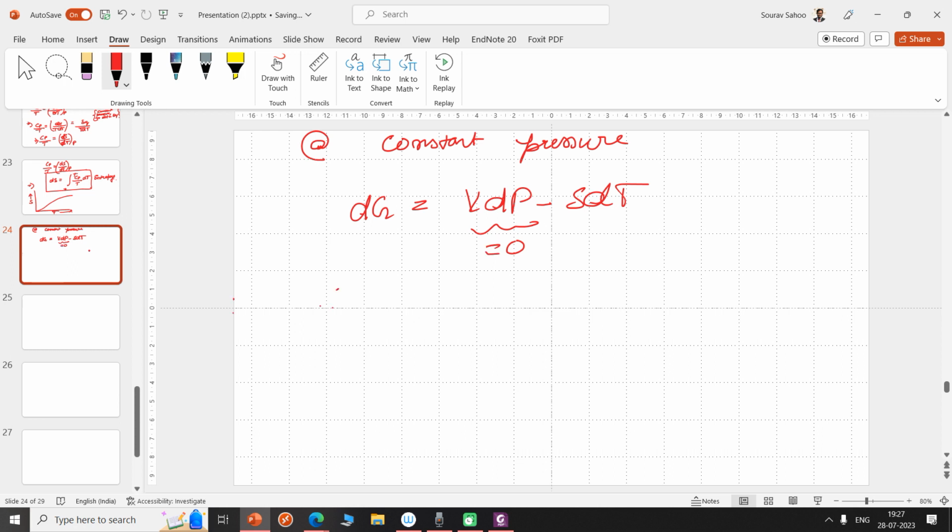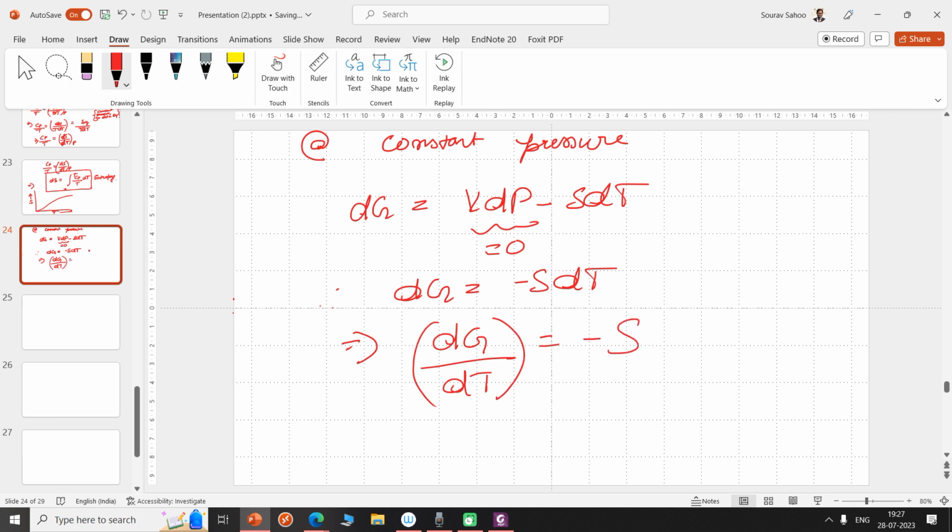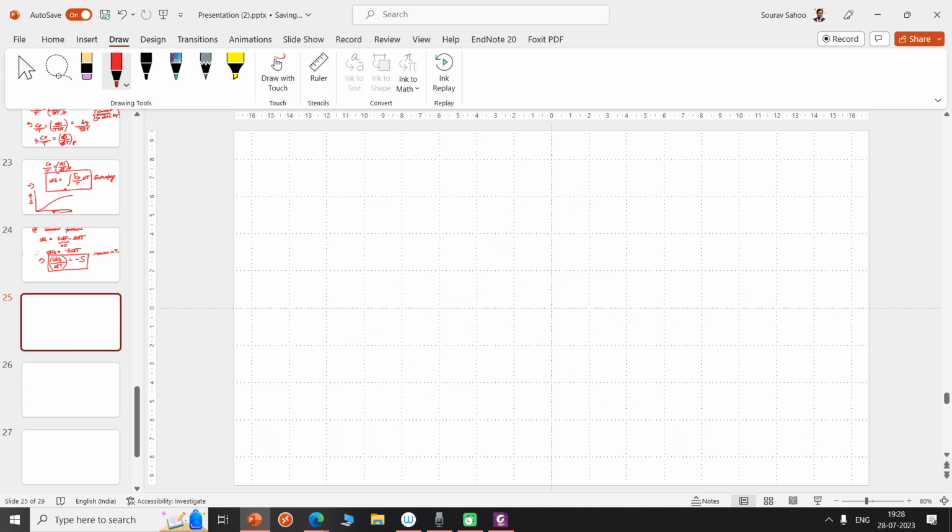Therefore dG is equal to minus S dT, which gives me that my free energy change with temperature is the negative of the entropy. That tells me that if I increase the temperature, my free energy will go in the opposite direction for a constant entropy. That is, I'll have a negative slope. So it's very important. So what I'll have is something like this.